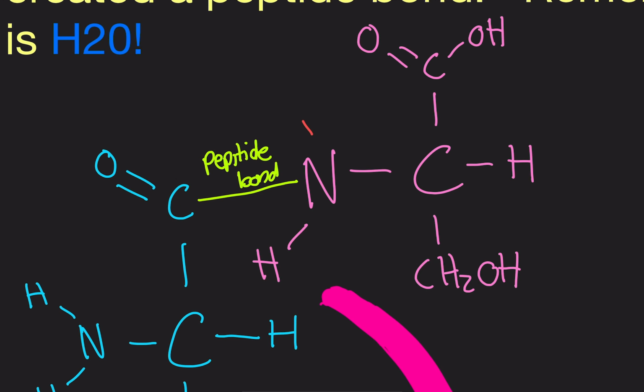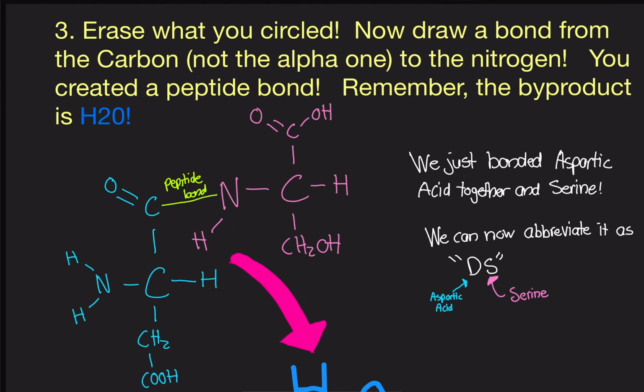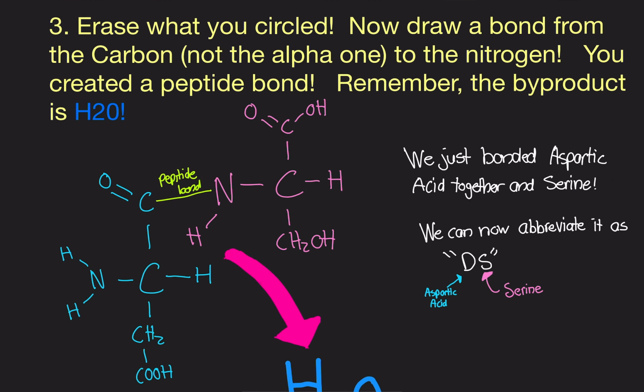Now what you're going to do is erase what you just circled. Erase the contents of what's inside the circle. So you're going to erase the hydroxyl group and you're going to erase the hydrogen. And then you're going to draw a line. You're going to make a bond. You're going to make a peptide bond now.